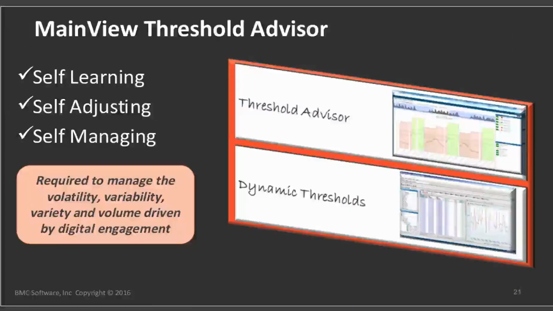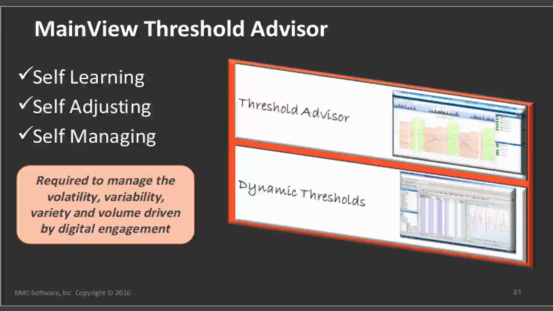So within MainView, we structured a capability we call Threshold Advisor. And the concept is very simple. The concept is, if we observe the performance of the systems running with new digital work coming into them, we can learn what's normal and what's not normal. So Threshold Advisor looks at history data, does statistical analysis of it, and determines what's normal, and then can recommend, based on what's normal, here's what would be a good threshold. Because if you hit this threshold, that's starting to be not normal.